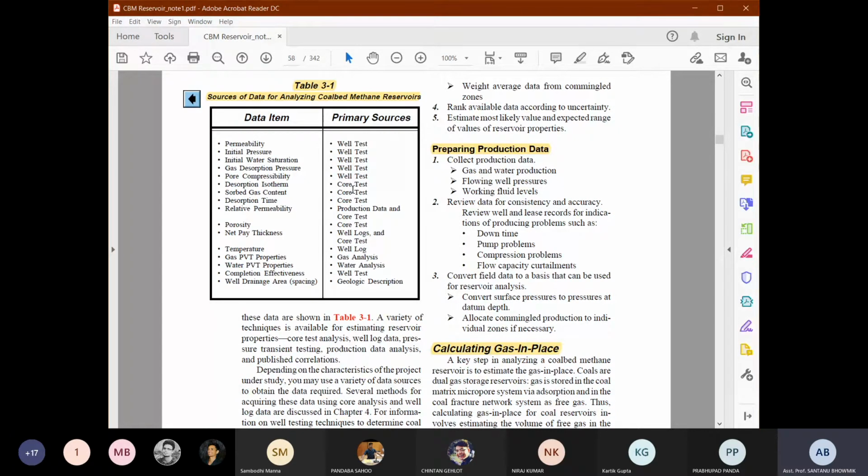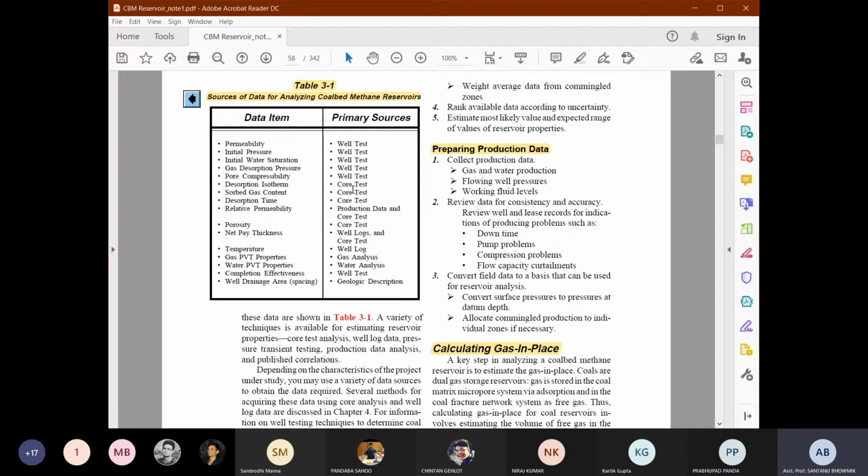The core test will give you the idea about the coal permeability, or how much coal is permeable, and then with the production data you will be able to see that with this coal permeability how much of it is going to be used by this water or gases.